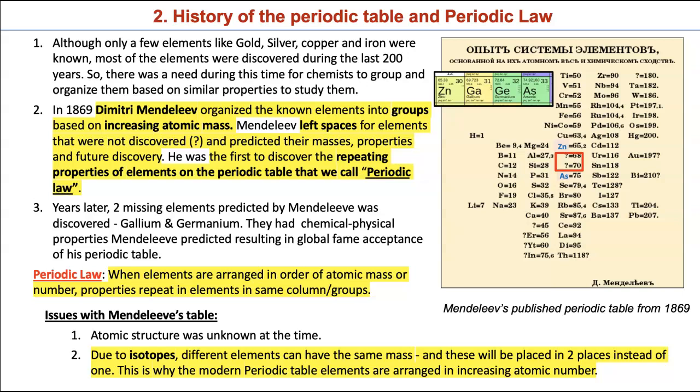You know that isotopes are atoms with the same number of protons but different masses due to having different numbers of neutrons. So in Mendeleev's periodic table, if there were two isotopes, they would be placed in two tiles in the periodic table. This is a great mistake. They're not two elements. So this is why in the modern periodic table, elements are arranged in increasing atomic number.